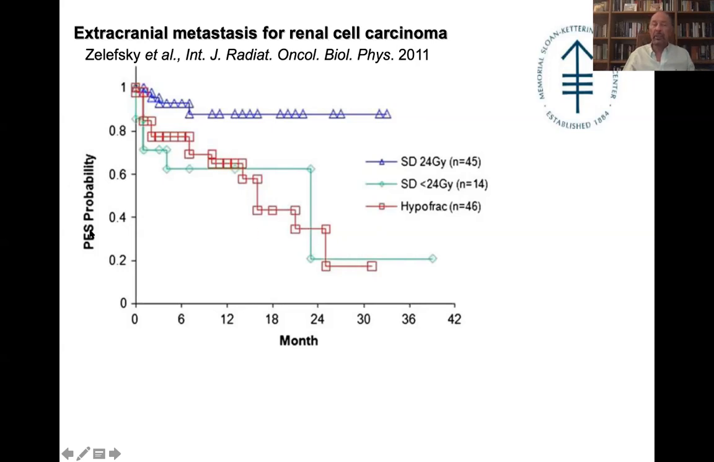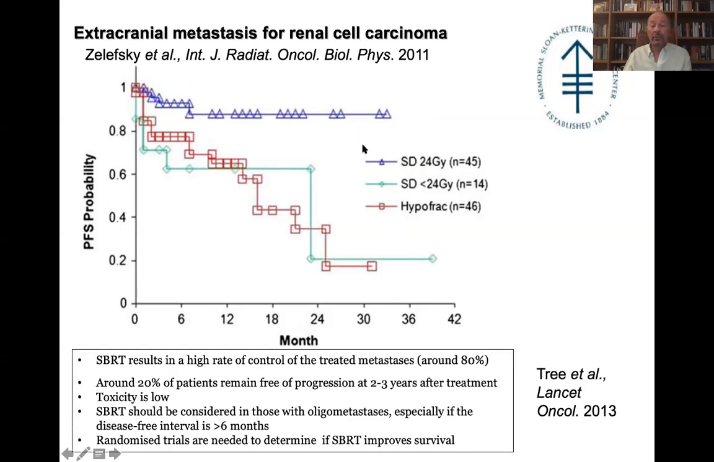You see, this is the progression-free survival probability as a function of time in a Kaplan-Meier plot. But if you do 24 gray, you see that you get excellent results. And these are, again, a comment on how SBRT can actually be used.